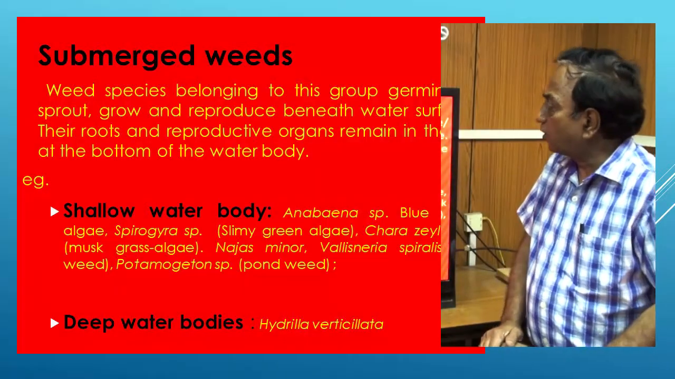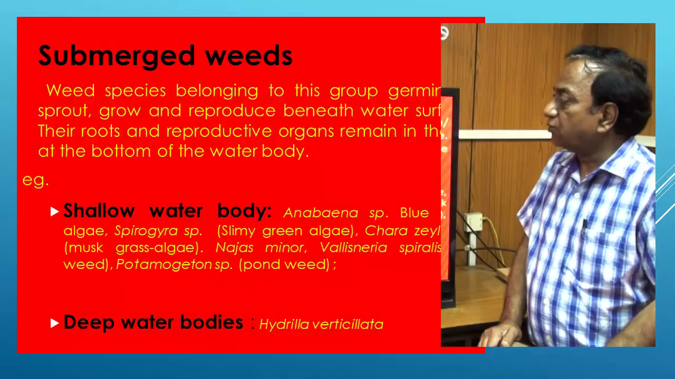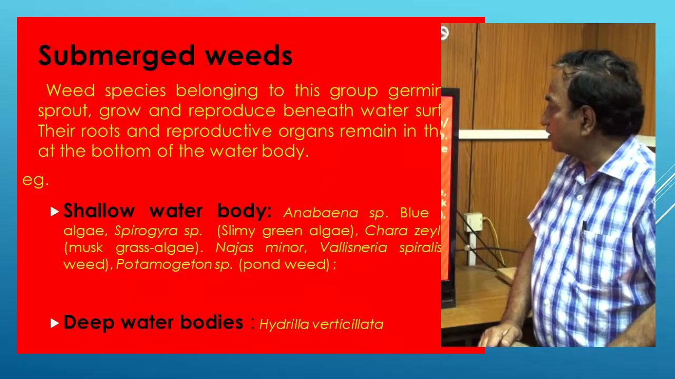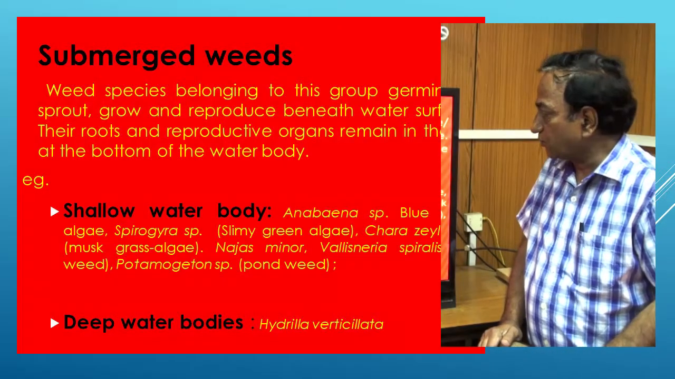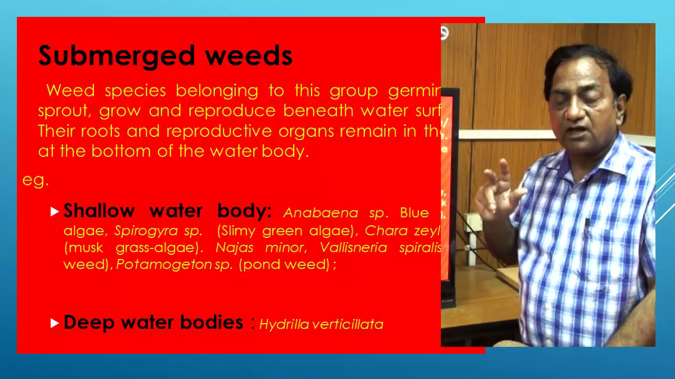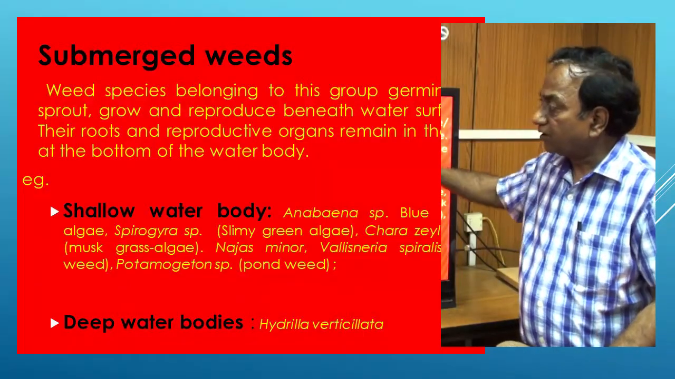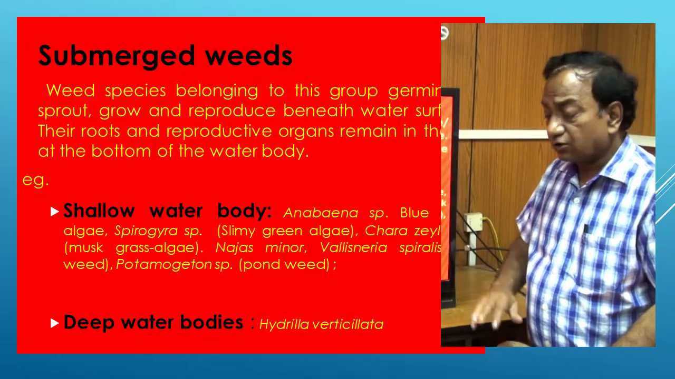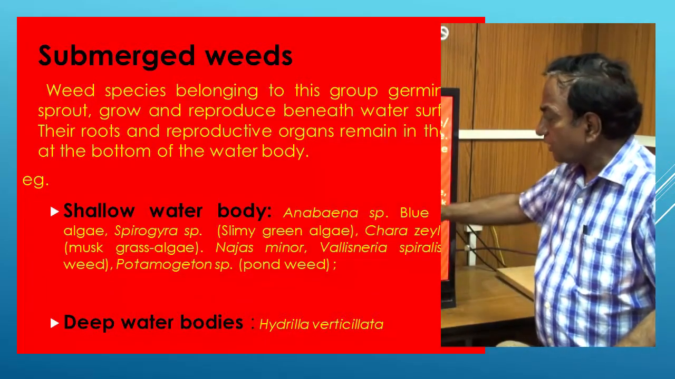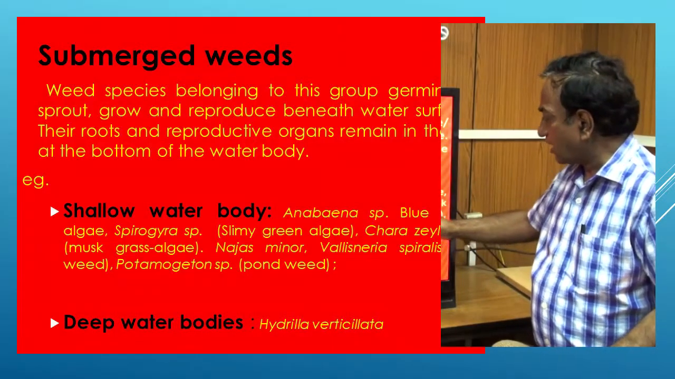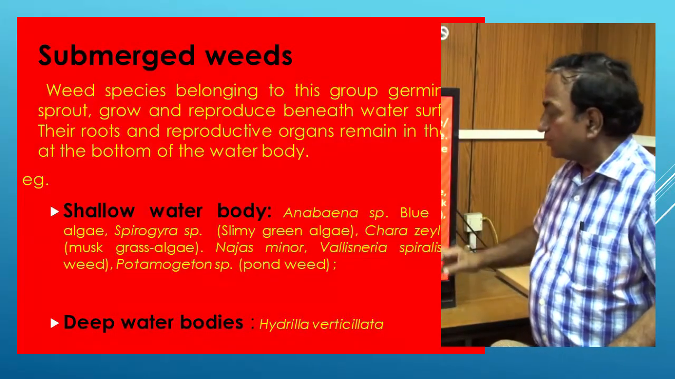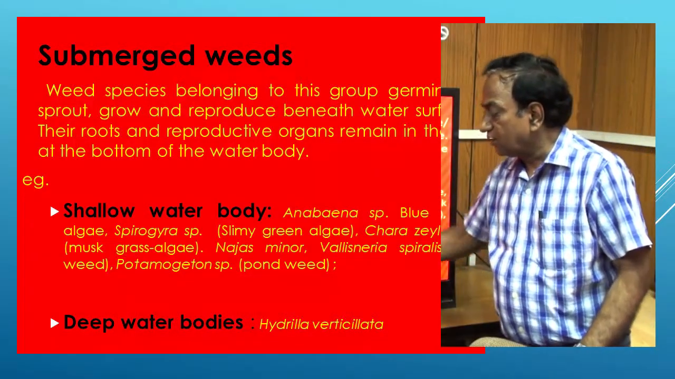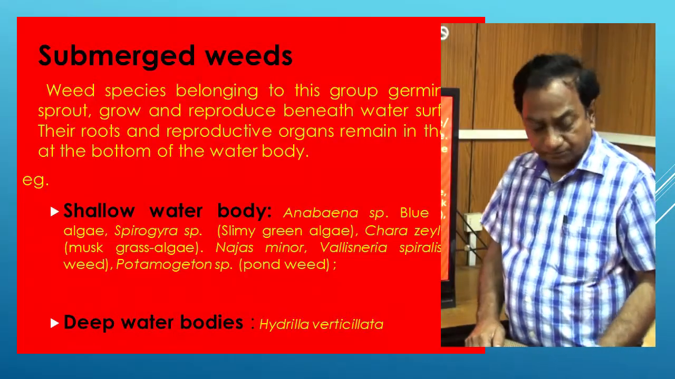Weed species belonging to this group germinate, sprout, grow and reproduce beneath the water surface. Their roots and reproductive organs remain in the soil at the bottom of the water body. So you just see the difference. Free-floating weeds do not have roots anchored to the soil, but here they remain anchored in the soil, submerged. For example, there are two types: shallow water body, Anabaena, blue-green algae, as well as Chara, Ceratophyllum. So these are the weeds which are found as shallow water body weeds, and again deep water body, Hydrilla verticillata.